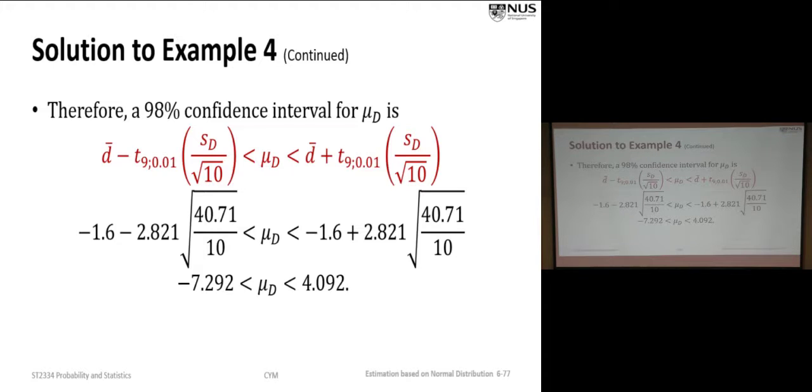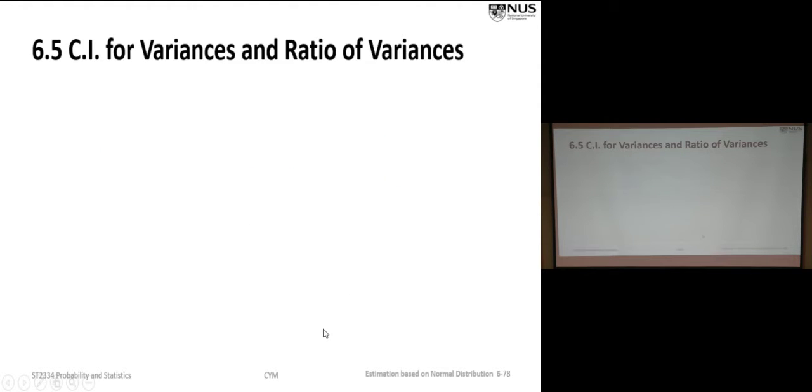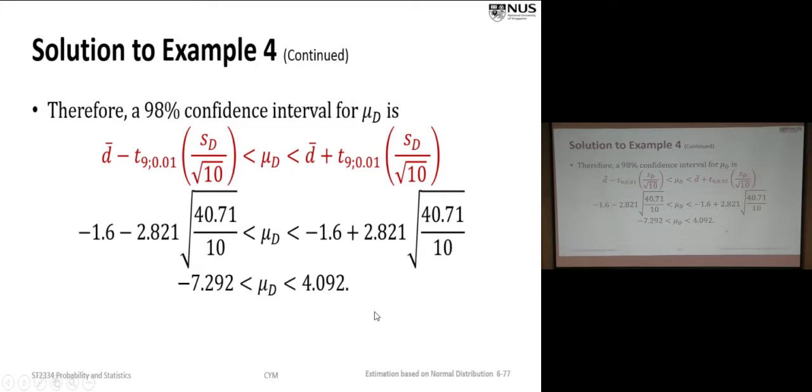So in other words, this sample data illustrates that mu d can be 0. Can be 0. So that's how we look at it.